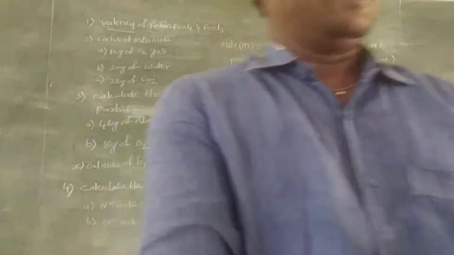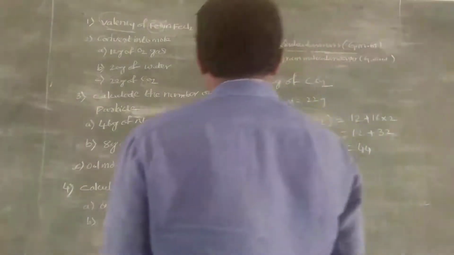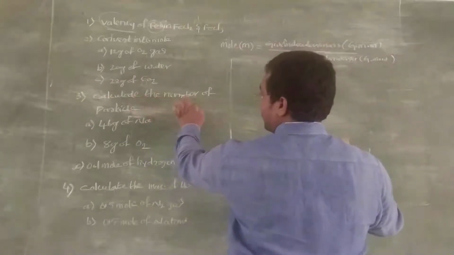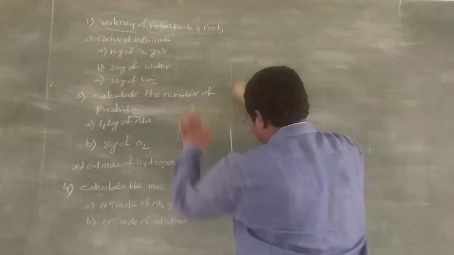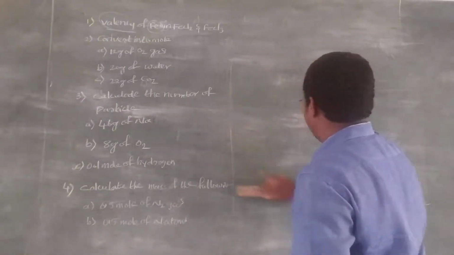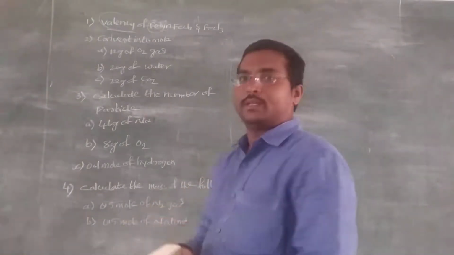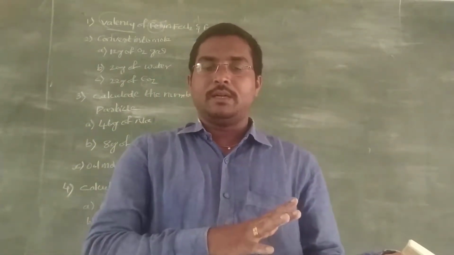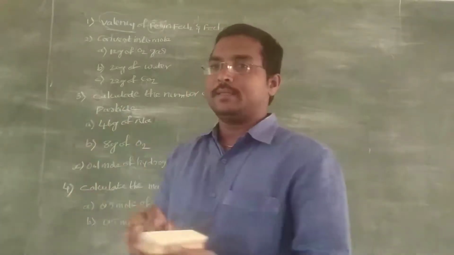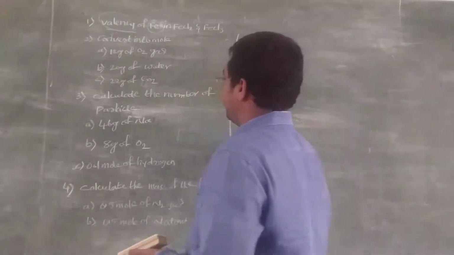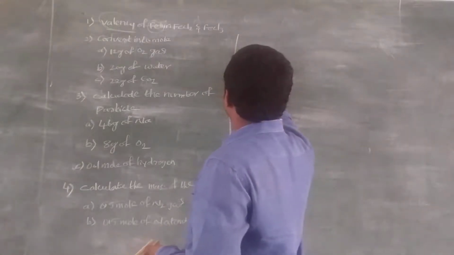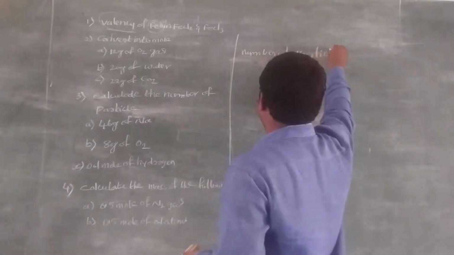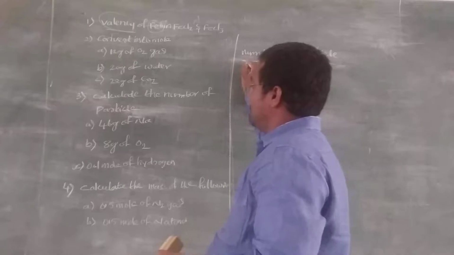And next one is you want to calculate the number of particles. Note down, everyone. See here, calculate the number of particles. See my dear, very simple. For calculation of number of particles, first you calculate the mole. If you found mole, number of particles is very easy. So finding number of particles, first one.